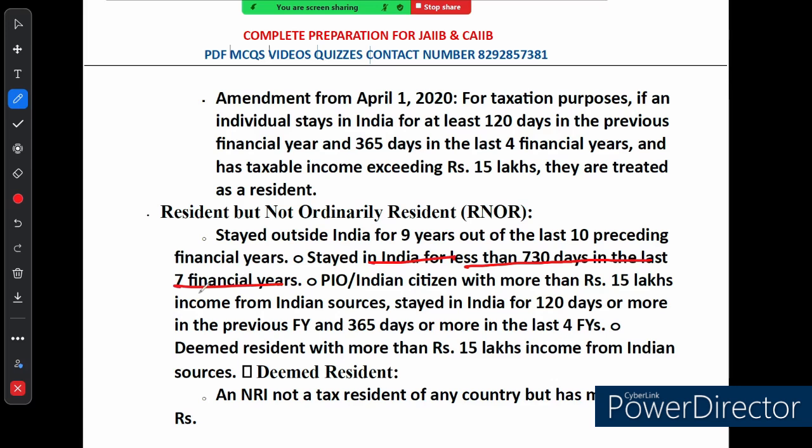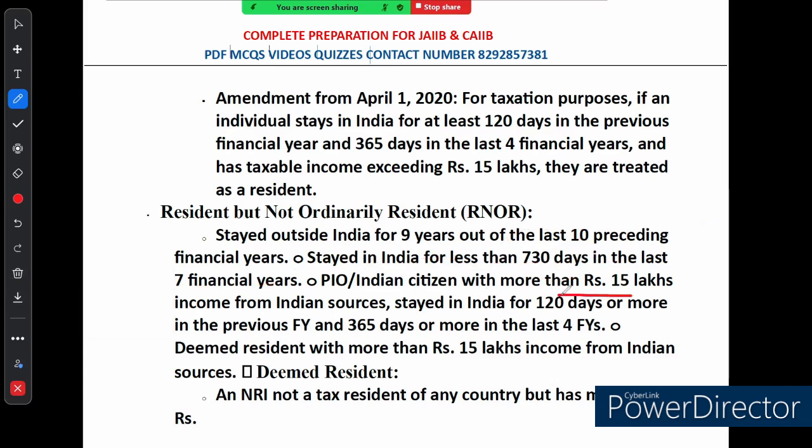That's about 2 years' worth of days over a 7-year period. So you can say this 730 is equivalent to 2 years. In the last 7 years, if you have stayed for less than 2 years in India, then you will be called RNOR, right?